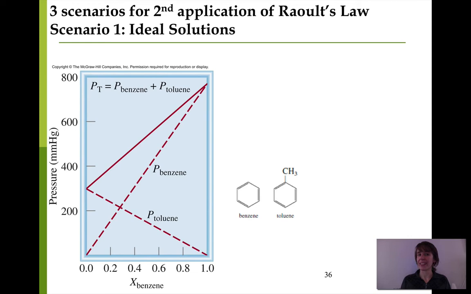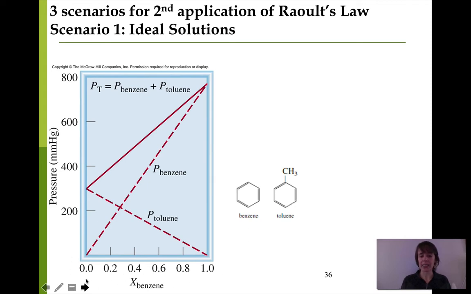Now, one thing is that Raoult's law doesn't always perfectly apply in reality. It does when we have what's called an ideal solution, and I'll talk about what that means shortly. This little chart here gives the expected vapor pressure of a mixture no matter what the proportions. And so let me explain this graph a little bit.